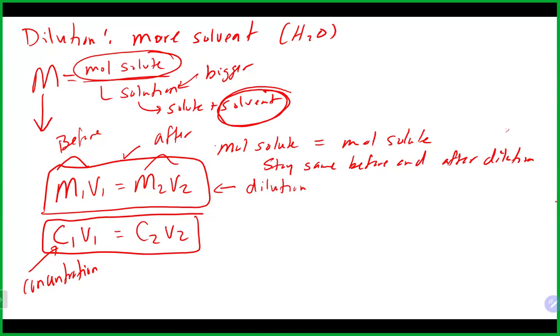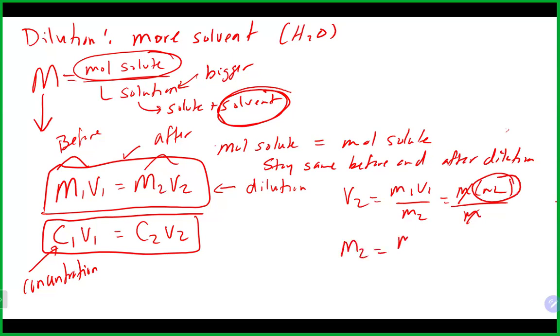Again, if, for example, we're solving for V2, which would be M1V1 divided by M2, and you had molarity, milliliters, molarity, the molarities cancel. It just means that your volume will be in milliliters when you solve for it. Now, if you're solving for something like M2, M2 would be M1V1 over V2.